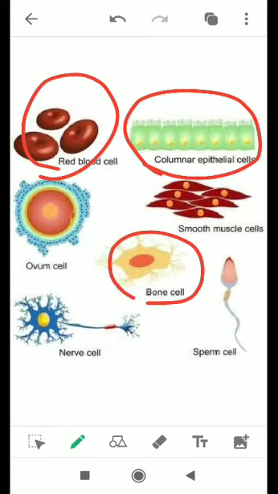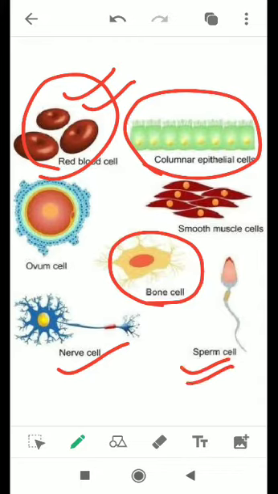Bone cells are found in the bones. And smooth muscle cells are found in the muscles. And nerve cells are branched cells, and the nerve cell is the longest cell in the human body, and the smallest cell in the human body is the RBC. Sperm cells are found in the male body and it is a male gamete, which helps in fertilization. So these are the different shapes of the cell.